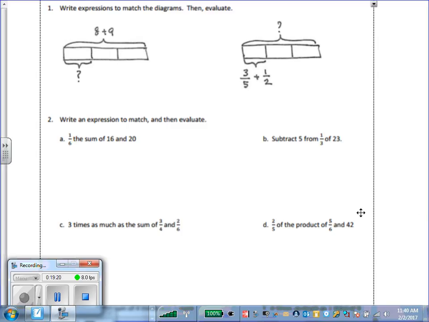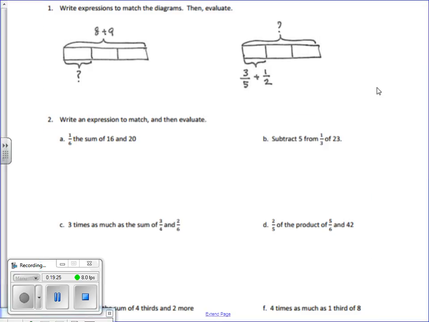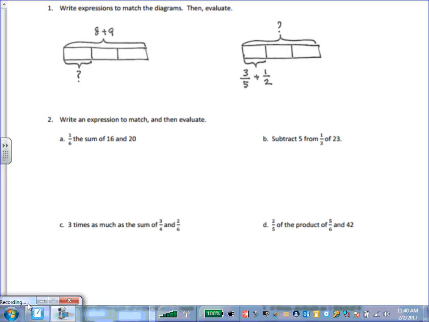Okay, so let's look at this. I'm going to lock this down because I know when I write on it, they tend to move. So it says write expressions to match the diagrams and then evaluate. When it says evaluate, that just means solve. So here for number 1, we have the tape diagram where it has 8 plus 9 on the top of the diagram. We have the diagram split up into parts, and then we have a question mark under the part.